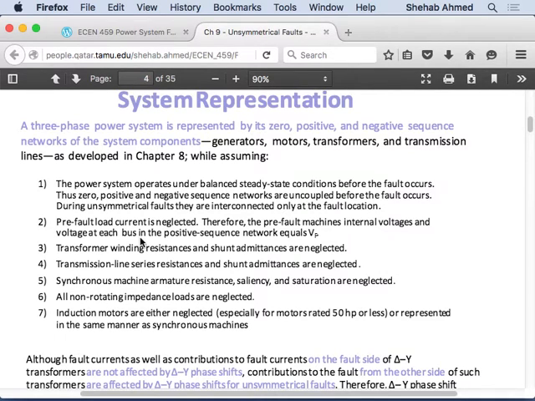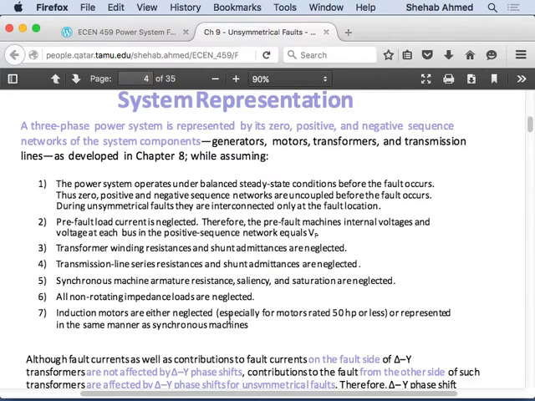Okay. Transformer winding resistances and shunt admittances. So again, we ignore the shunt admittance for the transformers. For the transmission line, we're going to ignore the series resistance. That's what we've been doing anyway. And we're going to ignore the shunt admittance of the transmission line, right? So we're only going to include the series reactance of the transmission line, not the resistance, right? I mean, this is stuff that we've been doing before.